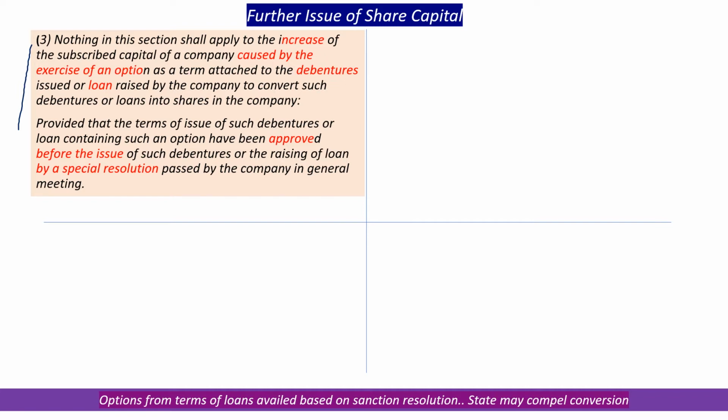When that loan was taken, when that debenture was issued, there must have been a special resolution passed by the company consenting that we have no issue in granting additional shares to these people when we convert the debentures into shares, or loan into shares. Therefore, the rule that further issue should be only to shareholders, not anyone else, has an exception here. This is an increase of subscribed capital caused by exercise of an option by a term attached to debentures or loan which were approved in the past.